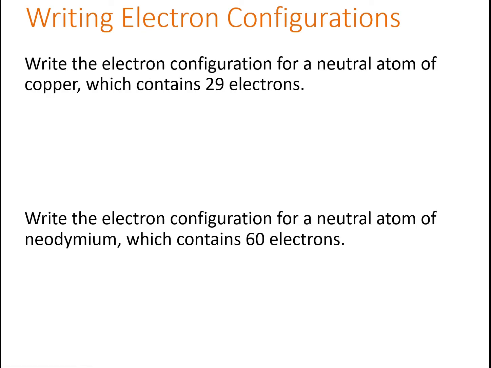So here I have 2 examples which we're going to work on in class, but I wanted to give them to you so that you can practice on your own. I'm not going to give you the answers here, but practice writing the electron configuration for copper, which has 29 electrons, and neodymium, which has 60 electrons. Again, we're going to go over it in class, but I just want to give you the opportunity to do it and encourage you to come to class to watch the live lecture and get that kind of feedback, all right?